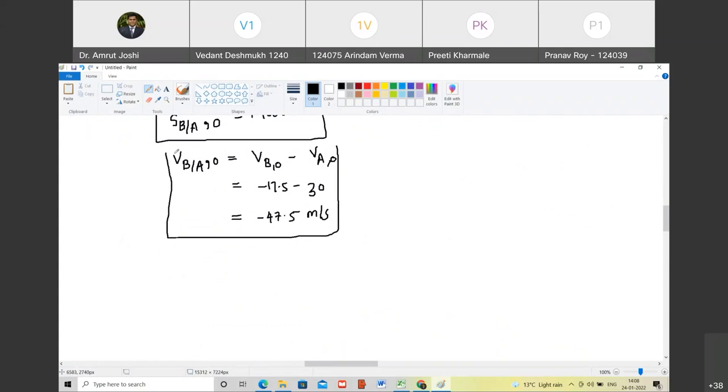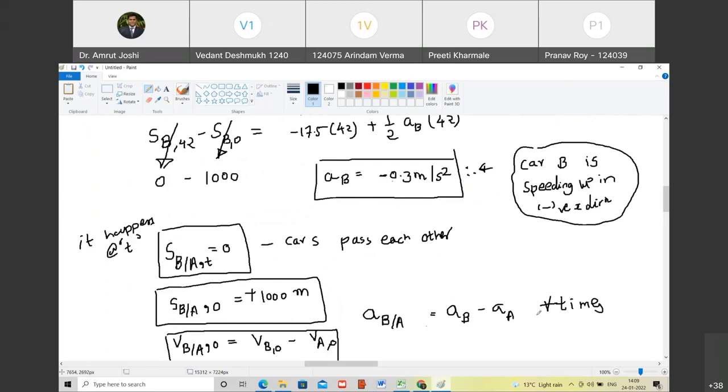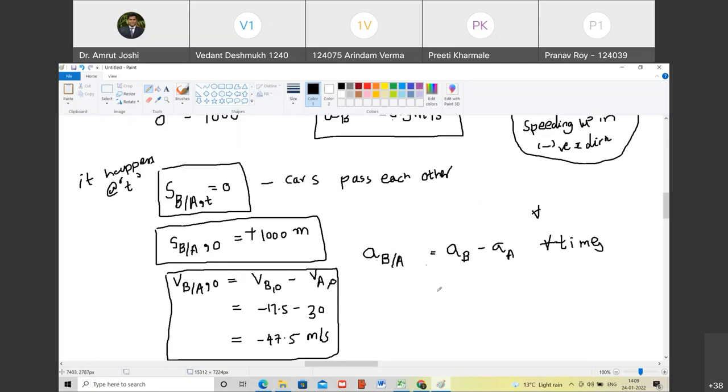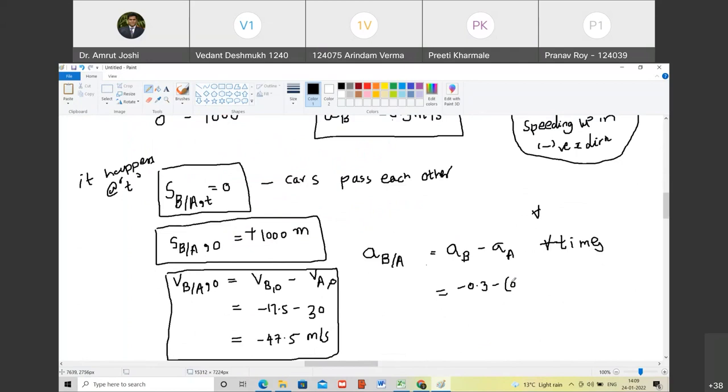Now, can you tell me what is the acceleration of B with reference to A? It is AB minus AA, and this is at all times. Do you agree with me? Yes. Because the acceleration of B is constant and the acceleration of A is constant, the acceleration of B with reference to A at all times is the same. What is AB? It is minus 0.3. What is AA? Minus 0.25. So minus minus 0.25 becomes plus 0.25. So, how much is minus 0.3 plus 0.25? Tell me.